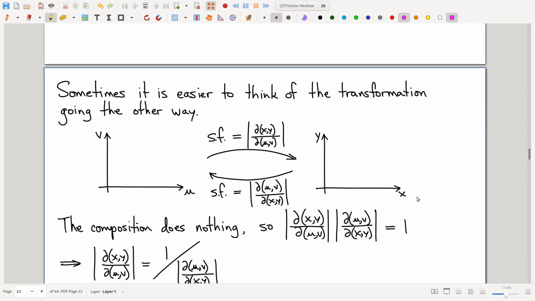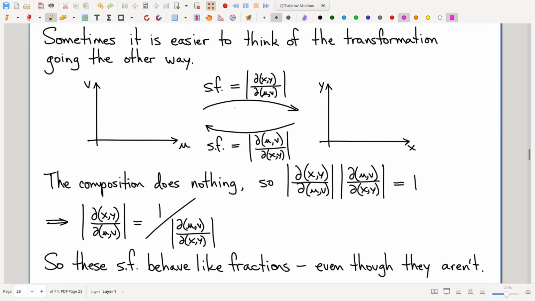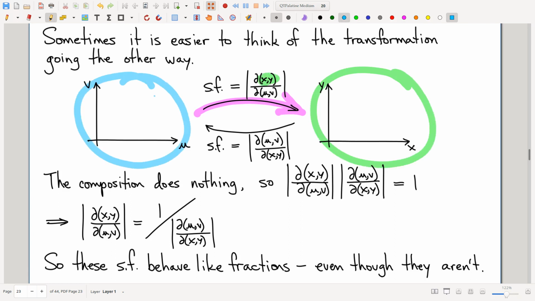Here's a neat observation. It is sometimes beneficial to think of the transformation going the other direction. Why that would be will reveal itself in the next example. So for the moment, let me accept that sometimes we need our change of variables function to go backwards. Let me remind you, when it's going the direction we're accustomed to, the stretching factor comes from looking at the output variables' partials with respect to the input variables.